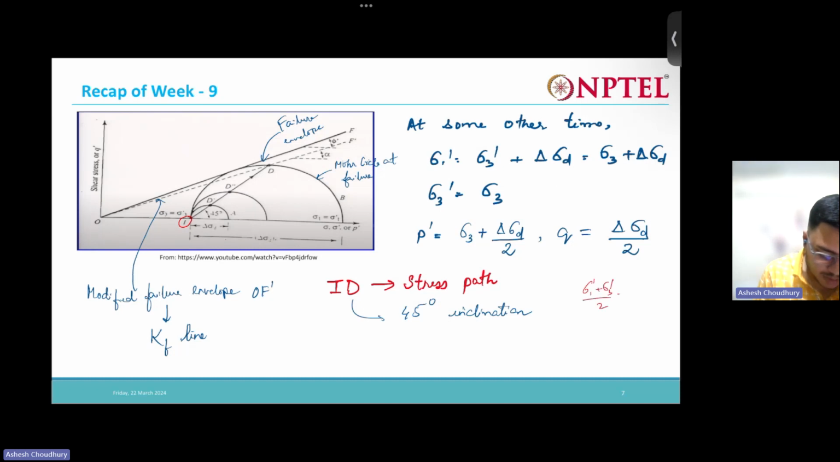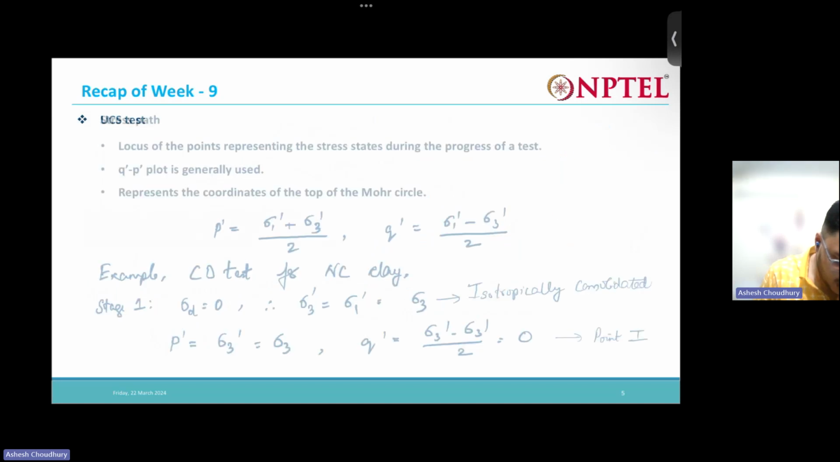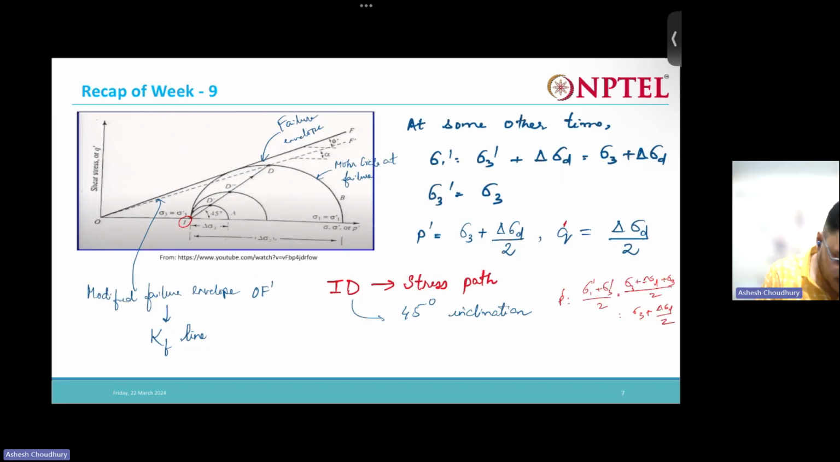So what is sigma 1? Sigma 3 plus delta sigma d, plus sigma 3, by 2. So sigma 3 plus delta sigma d by 2 is nothing but p prime. Same way we are going to have q prime equal to delta sigma d by 2. So now this point is say this one.